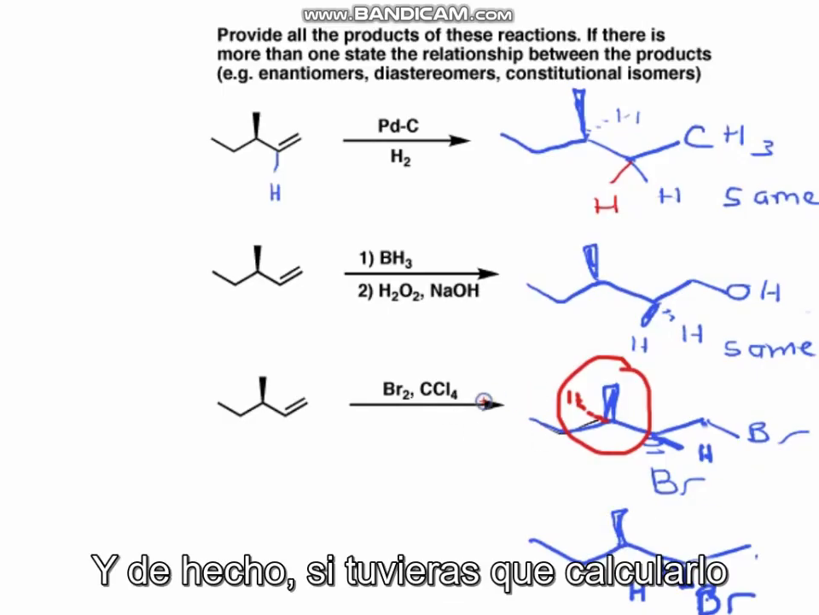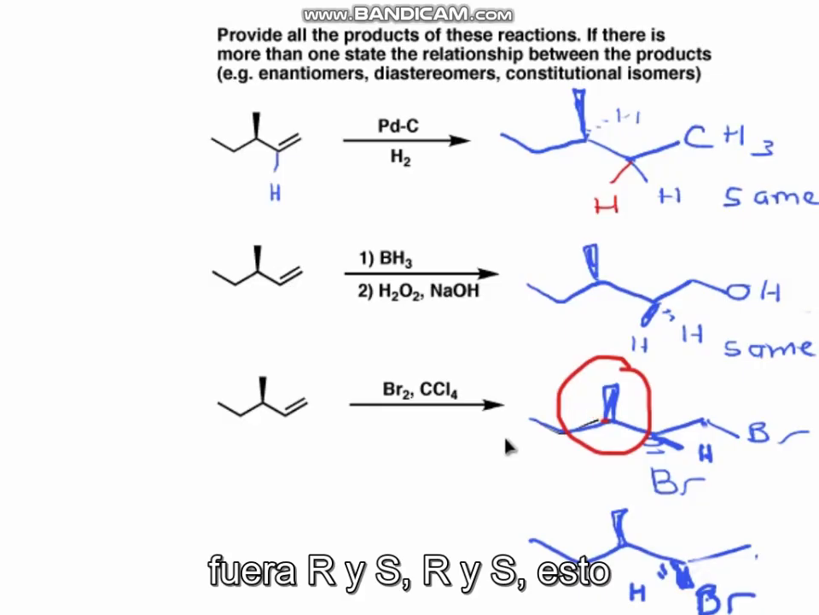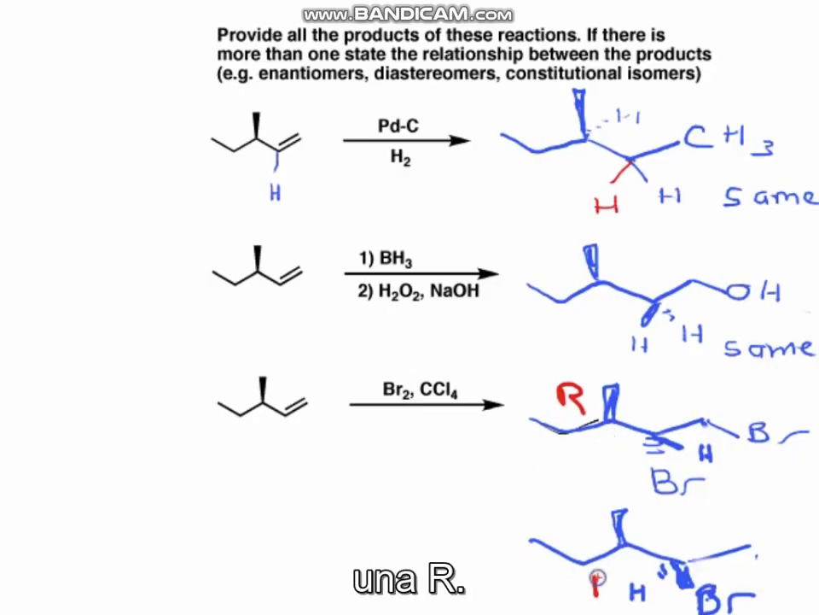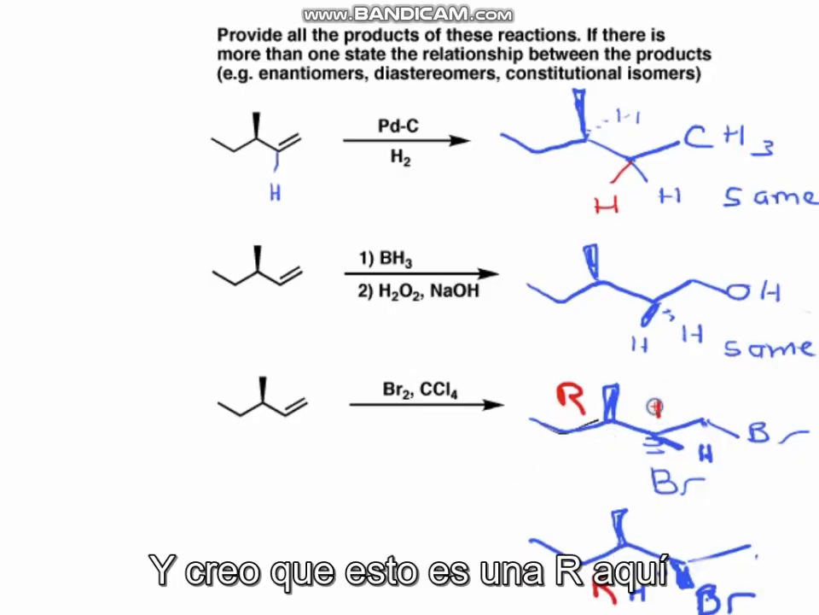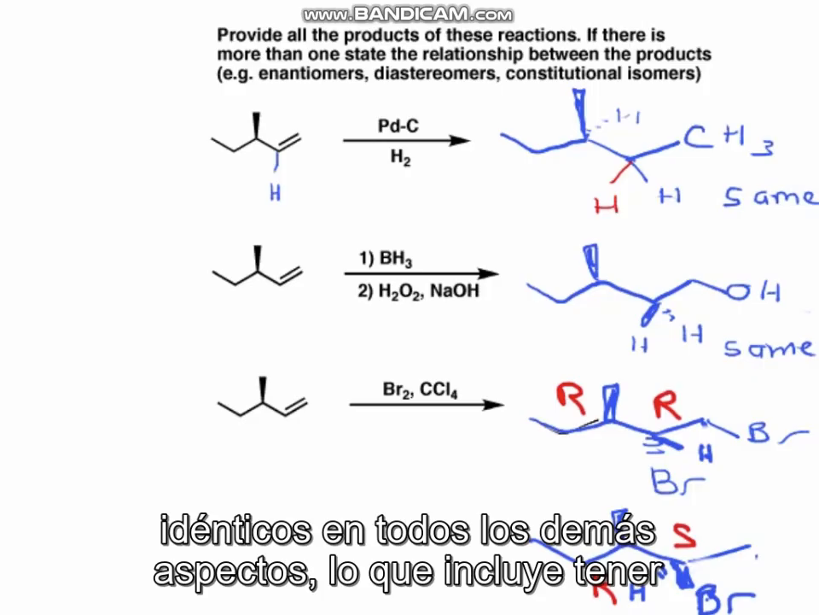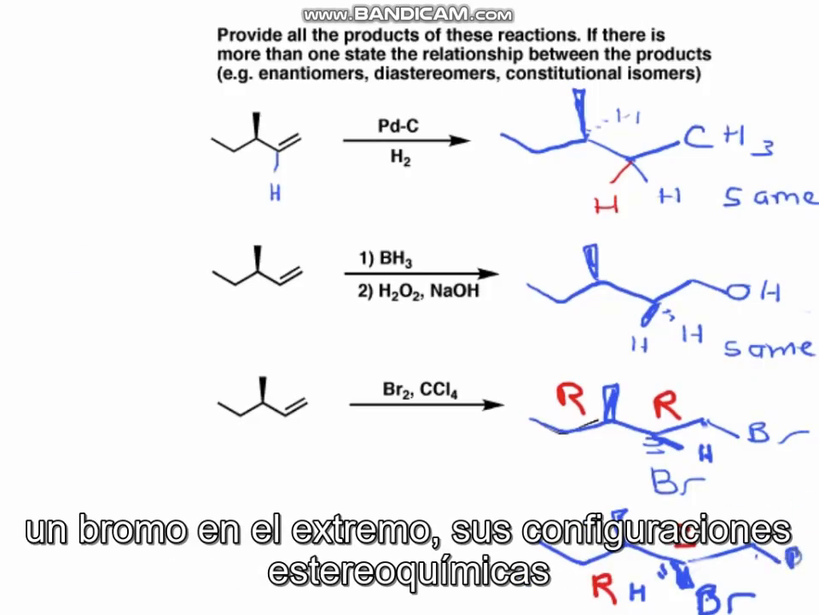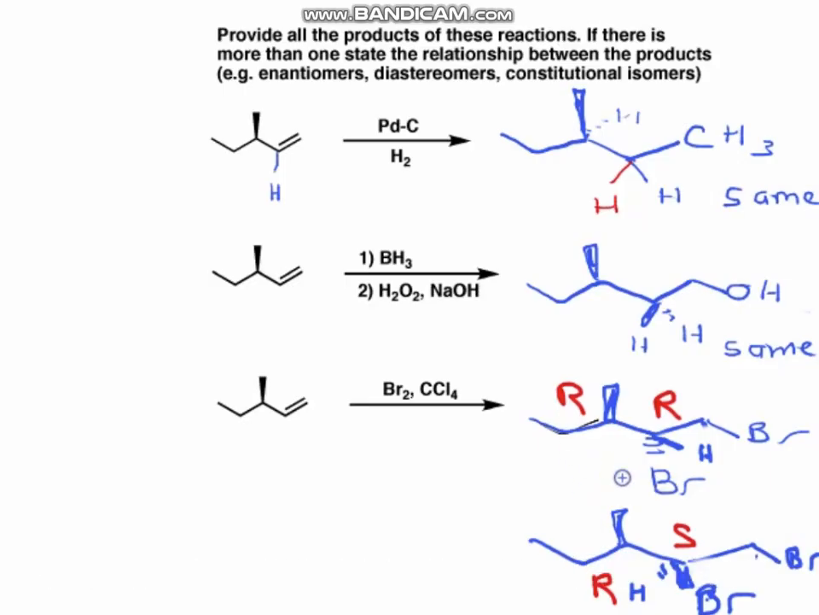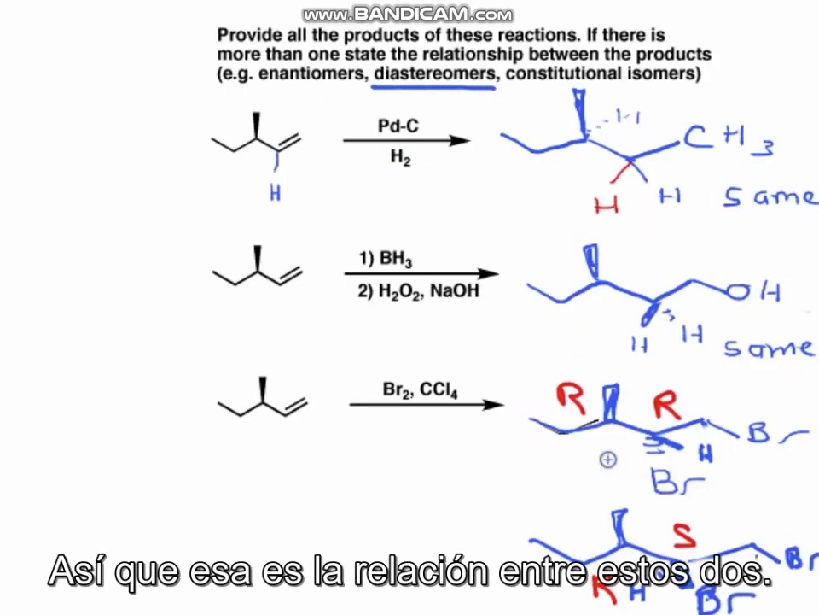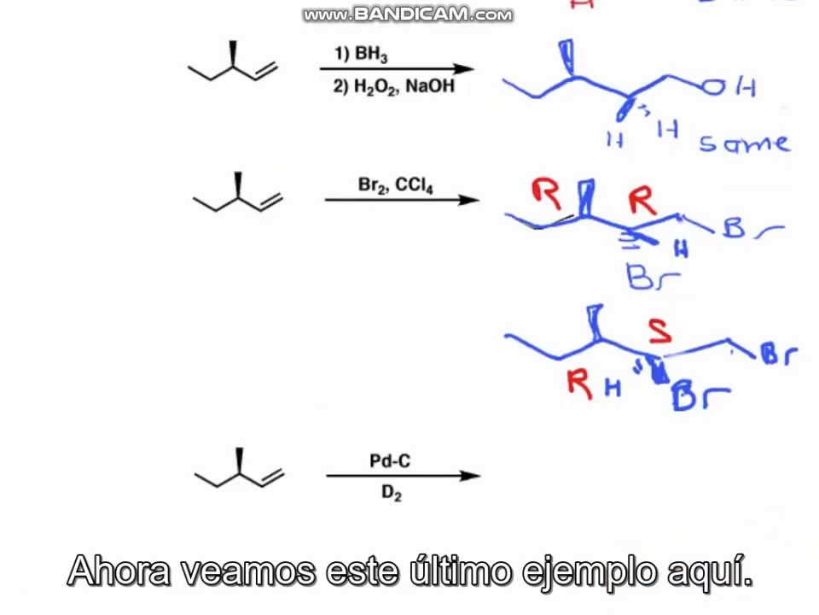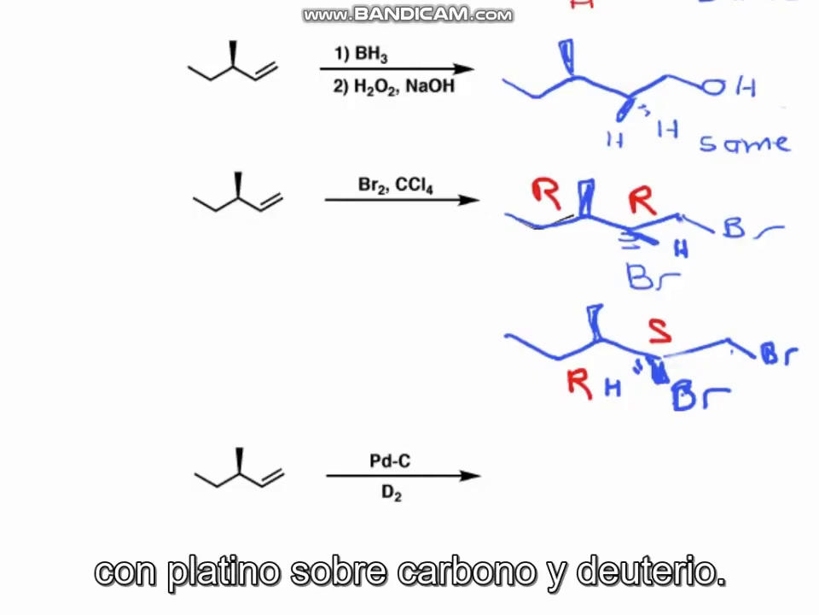If you were to figure out R and S, this would be an R configuration on this carbon, and I believe this is an R here, and this is an S. Two molecules which are identical in every other respect, and their stereochemical configurations are not exact opposites of each other, since at least one is the same, are going to be diastereomers. So that is the relationship between these two molecules here. They are diastereomers.